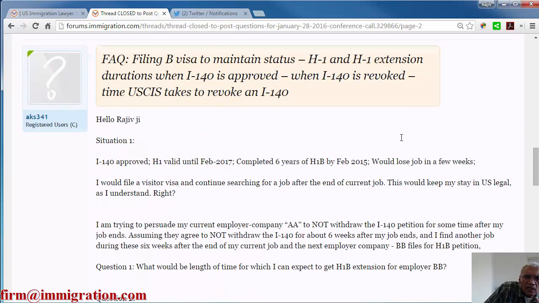Oh yeah, you had some other things. H1 and H1 extension duration when I-140 is approved. 3 years, I already discussed it, sometimes less than 3 years if you are leaving in between the first 3-year extension. When I-140 is revoked, time USCIS takes to revoke an I-140. They can take many weeks, but when the revocation does come, it is retroactive. So if I, the employer, request USCIS to revoke your I-140 and they receive the request today, they act on it 4 months later, they will backdate it to today. Okay, so that's the way it works.